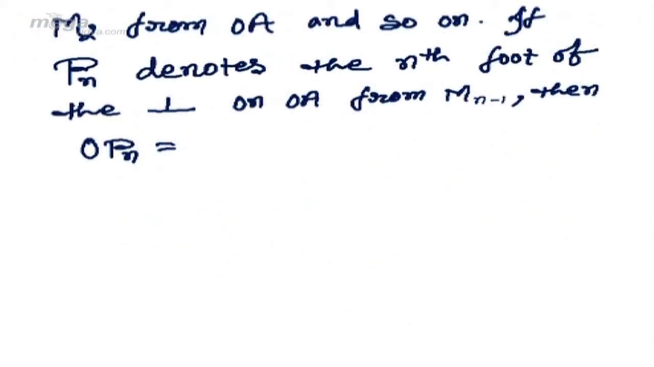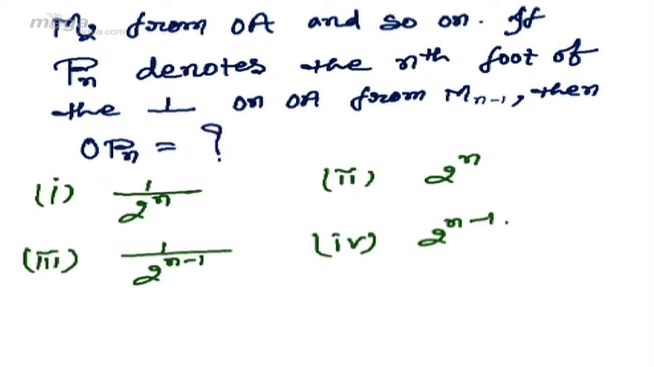If Pn denotes the nth foot of the perpendicular on OA from Mn minus 1, then OPn is equal to, and your options are: 1 upon 2 raised to power n, 2 raised to power n, 1 upon 2 raised to power n minus 1, and 2 raised to power n minus 1.